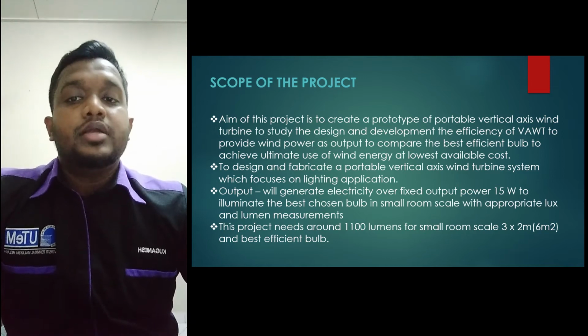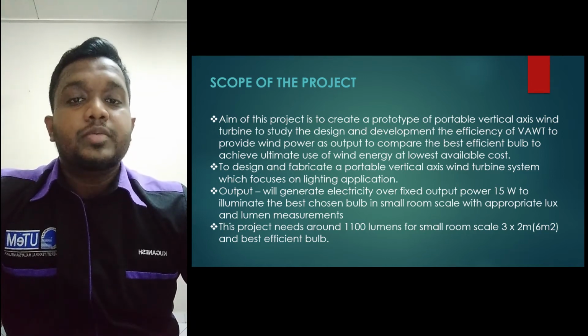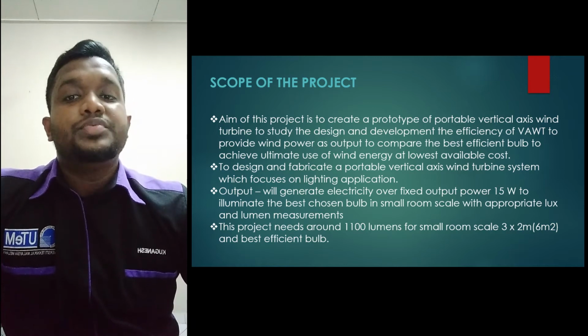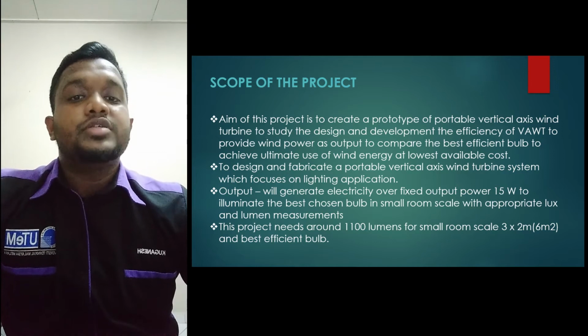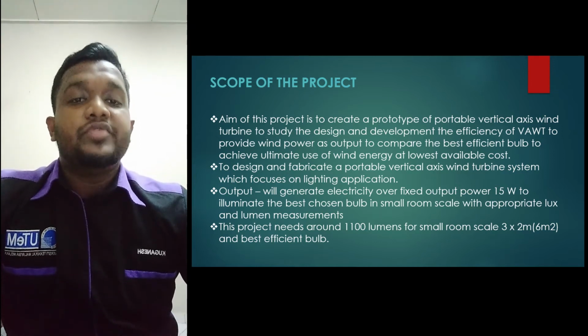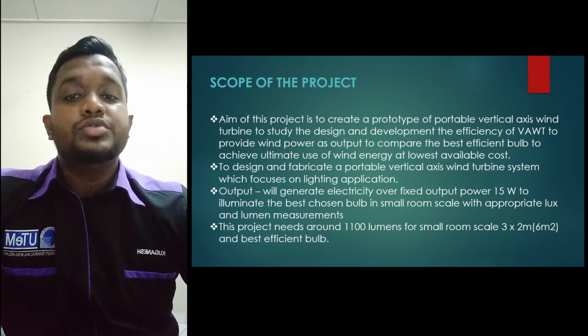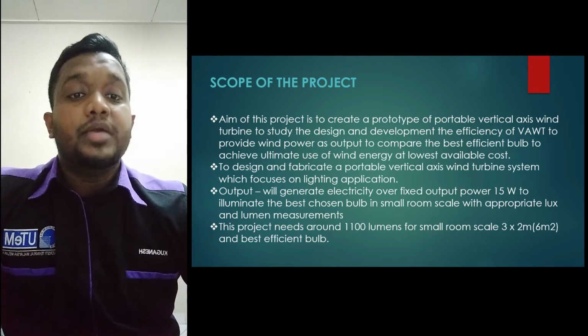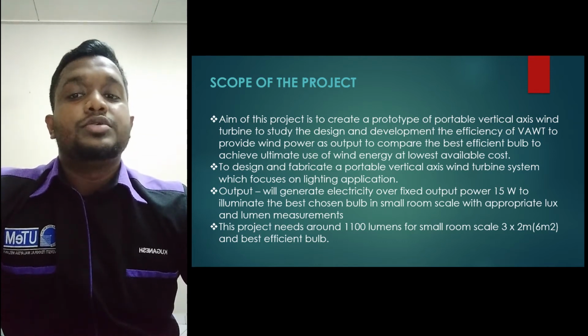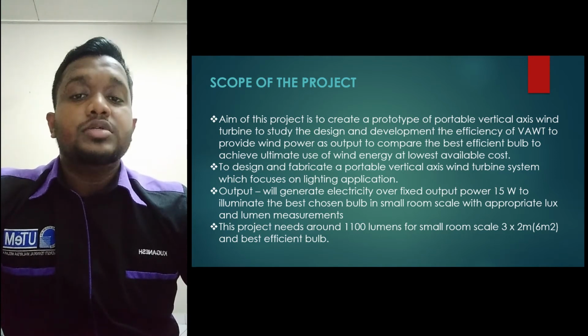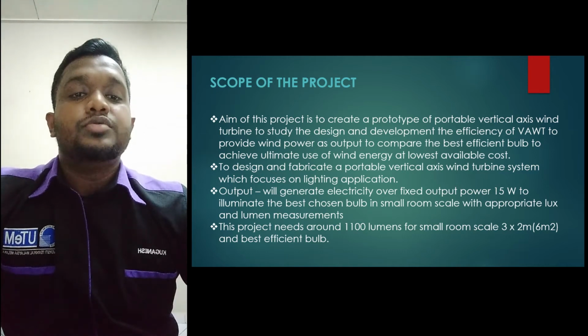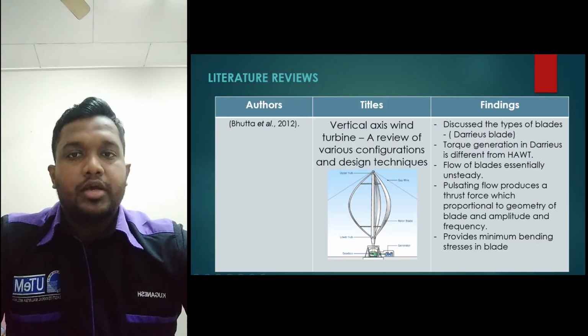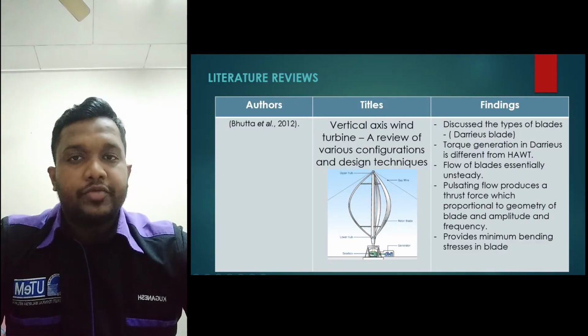And the second is to design and fabricate a portable vertical axis wind turbine system which focuses on lighting application. So the output will generate electricity at a fixed output power which produces 15 watts, to evaluate the best chosen bulb in a small room scale with appropriate lux and lumen measurements. So this project needs around 1100 lumens for a small scale room of 3 by 2 meters, 6 square meters, and the best efficient bulb.